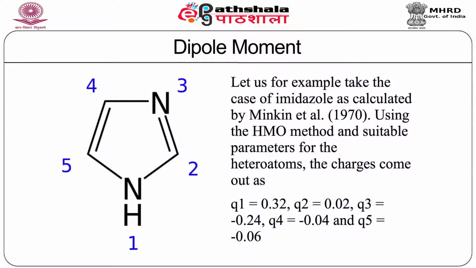Let us, for example, take the case of imidazole as calculated by Minkin and co-workers. You can see the picture of imidazole and the numbering. The numbering starts from nitrogen, which is number 1, and then 2, 3, 4, 5 along the ring. Using the Hückel molecular orbital method and suitable parameters for the heteroatoms, the charges come out as Q1 equals 0.32, Q2 equals 0.02, Q3 equals minus 0.24, Q4 equals minus 0.04, and Q5 equals minus 0.06.